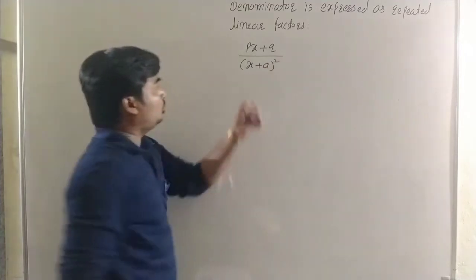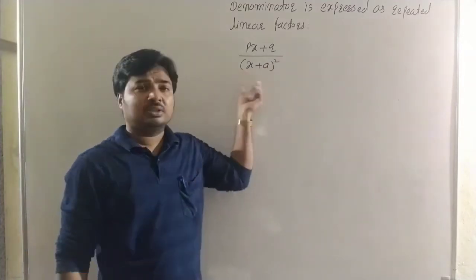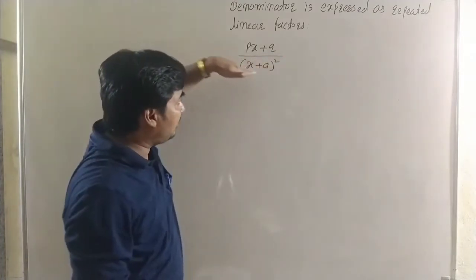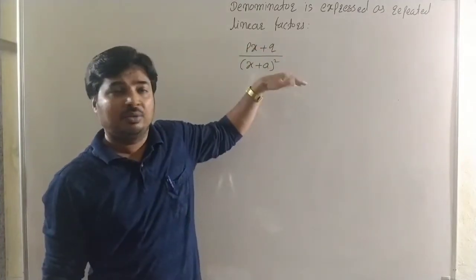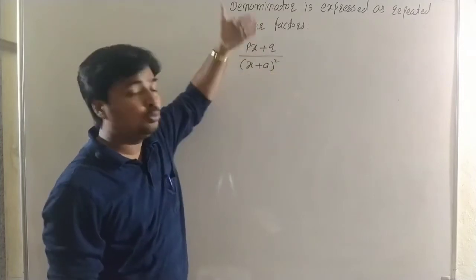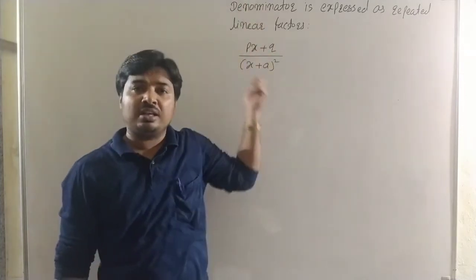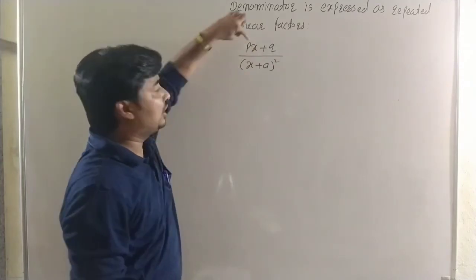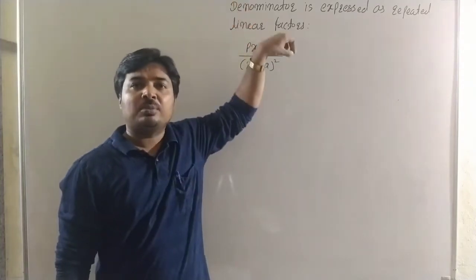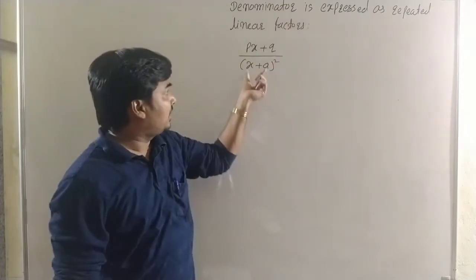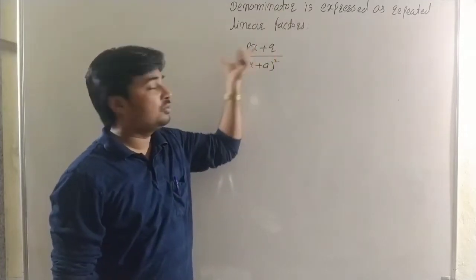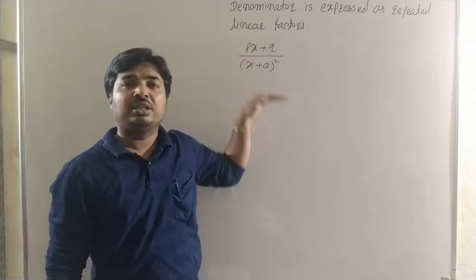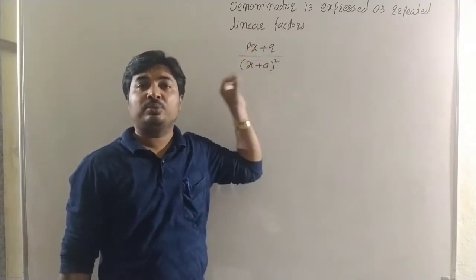There are 2 factors, but both factors are repeated, that is x plus a into x plus a. Then the denominator contains a quadratic function. When it is a proper rational function, the degree of the numerator is less than the degree of the denominator. When it is a quadratic function, then the numerator is a linear function or a constant. Here it is px plus q, a linear. When p is equal to 0, it is only q. That means the degree of the numerator is less than the degree of the denominator.